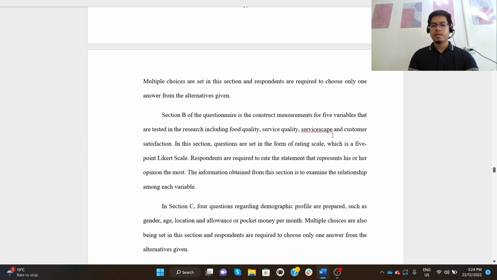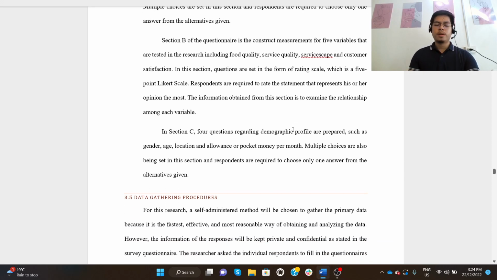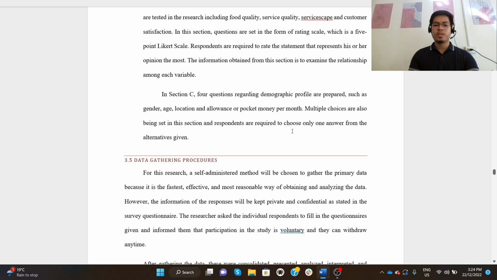Multiple choices are set in this section and respondents are required to choose only one answer from the alternatives given. Section B of the questionnaire is the construct measurements for 5 variables that are tested in the research, including food quality, servicescape, and customer satisfaction. In this section, questions are set in the form of rating scale, which is a 5-point Likert scale. Respondents are required to rate the statement that represents his or her opinion the most. And the information obtained from this section is to examine the relationship among each variable.